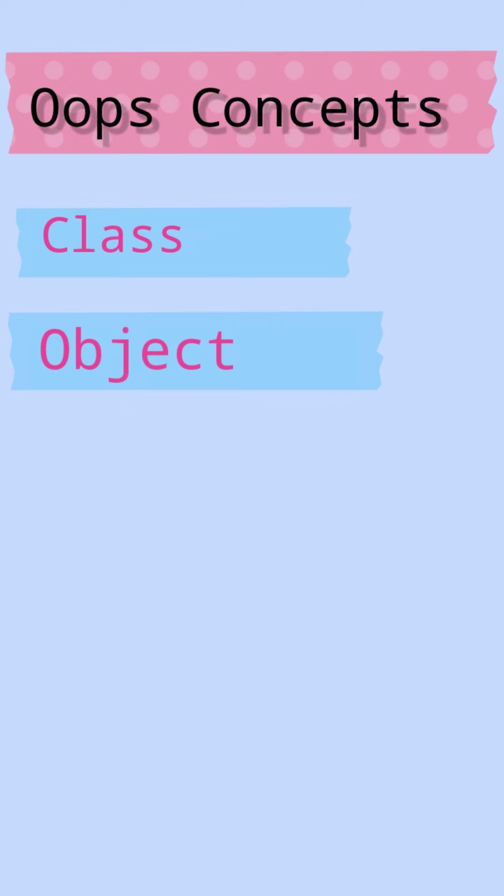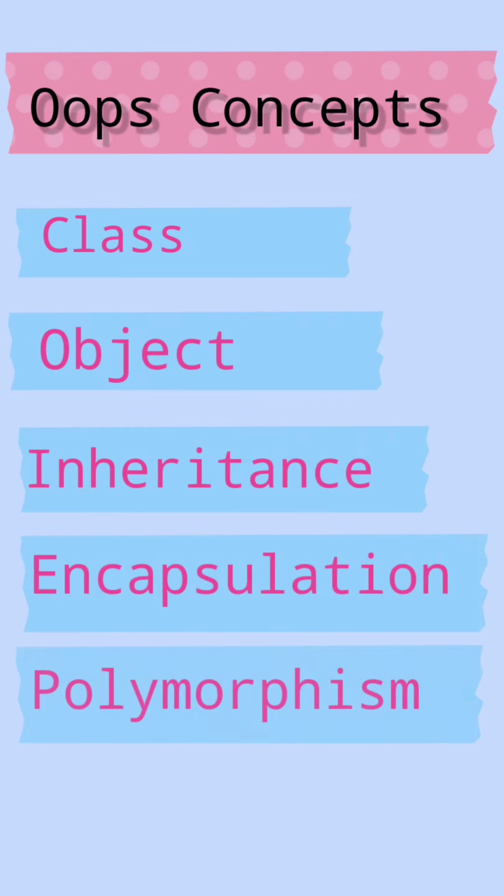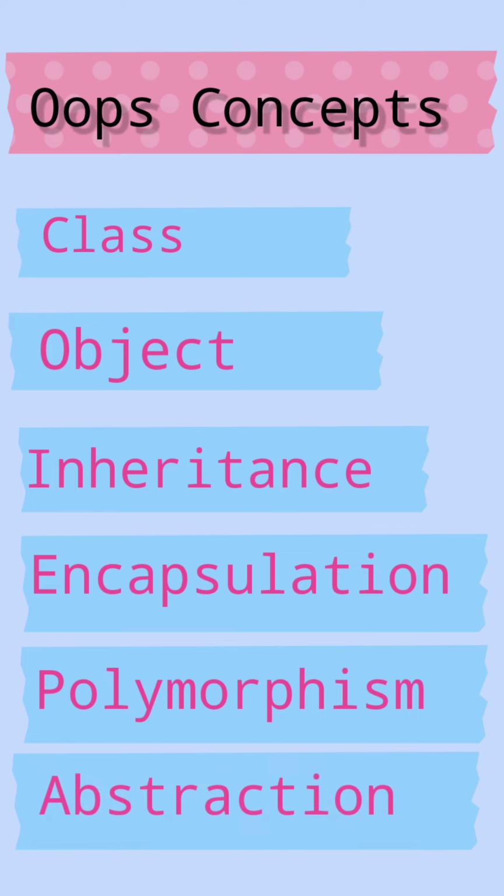Object-oriented programming is a model that provides different types of concepts like class, object, inheritance, encapsulation, polymorphism, and abstraction. The aim of these concepts is to implement real-world entities in a program.